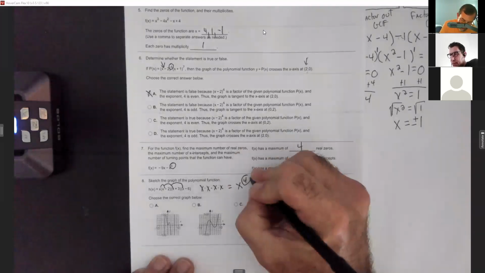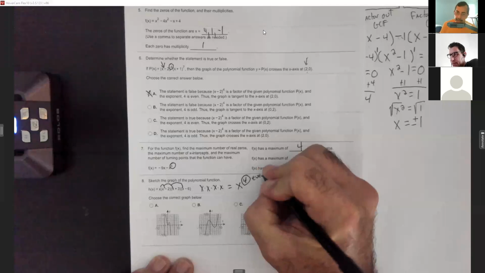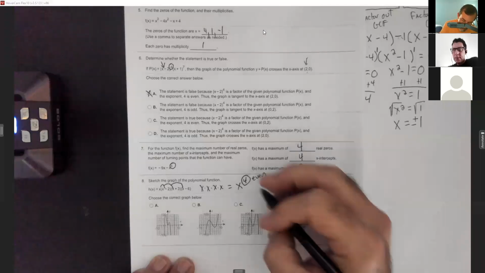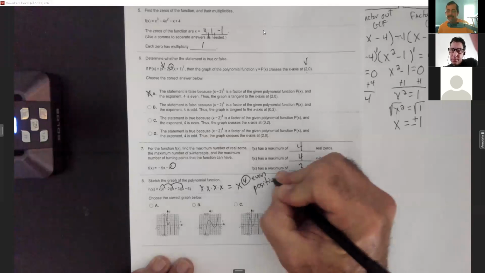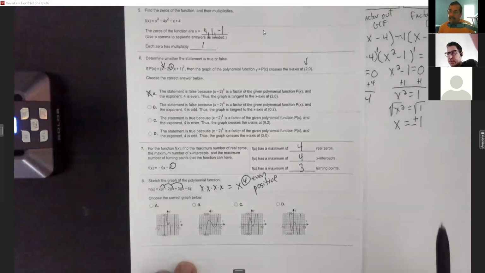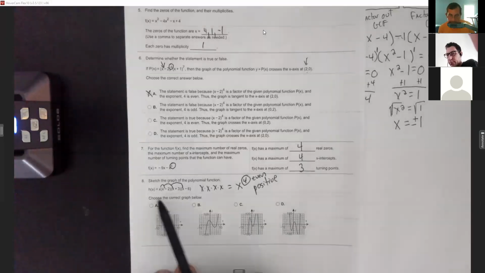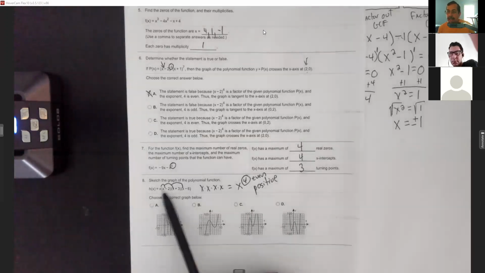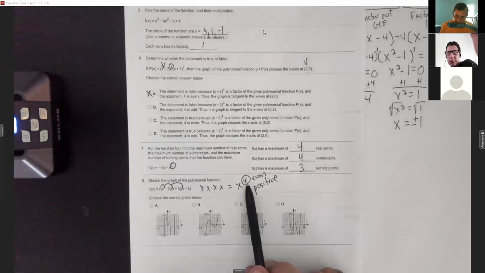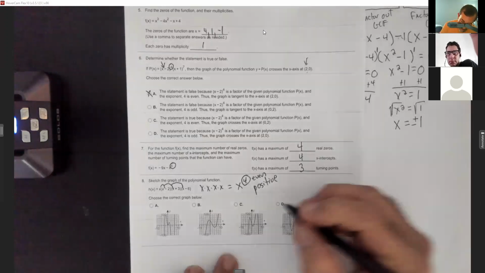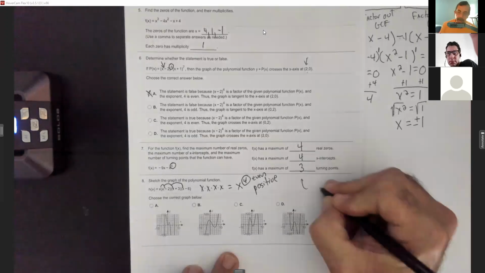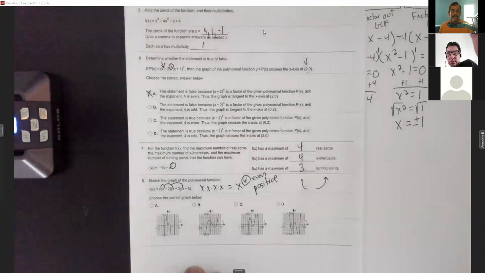So my degree is going to be even. My lead coefficient is going to be positive. So y'all, that's all you got to watch out for is that sometimes they make that first x negative, and that's going to change your lead coefficient, okay? So factored form, just multiply all the x's together. So x to the 4th, even and positive, in the big picture both ends have to go up.